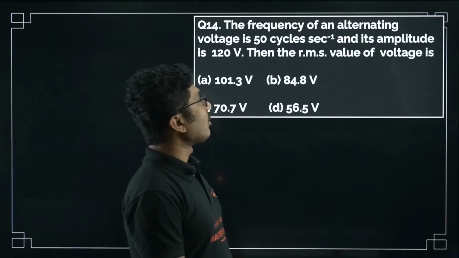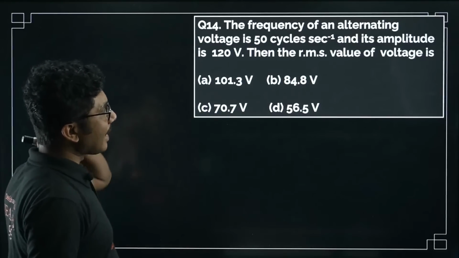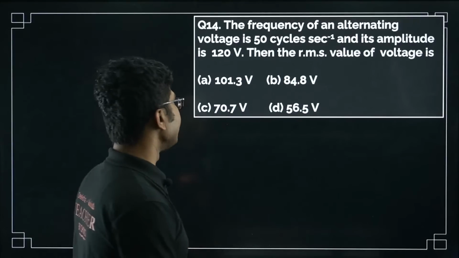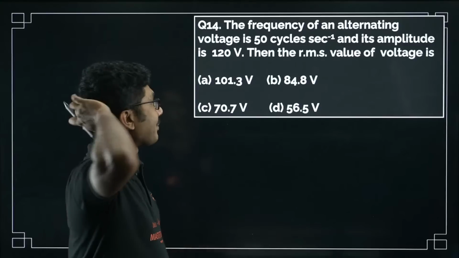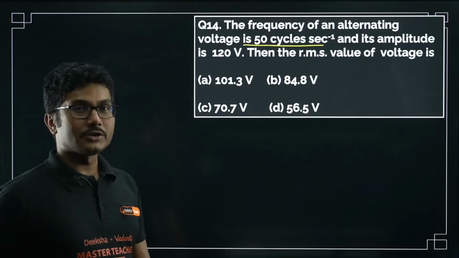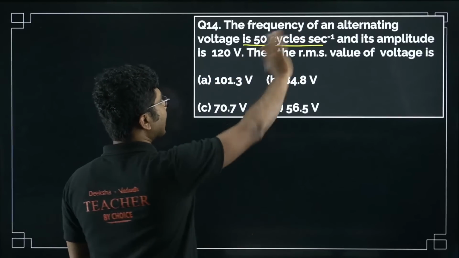The frequency of an alternating voltage is 50 cycles per second and its amplitude is 120 volt. Then the RMS value of the voltage is. Obviously an easy question. The only reason I have kept it here is that sometimes you might wonder what is the function of this. This is just extra information, so you have to ignore that extra information.